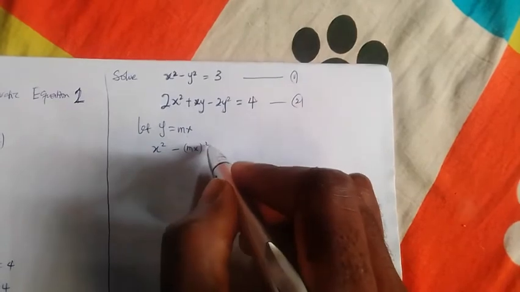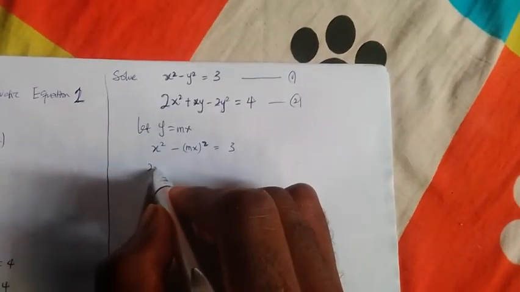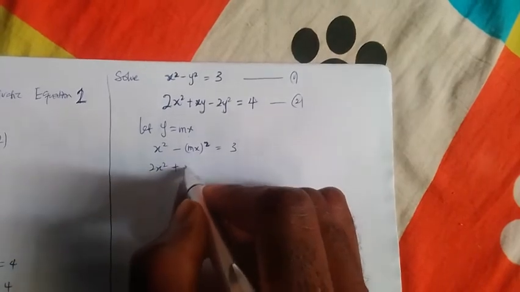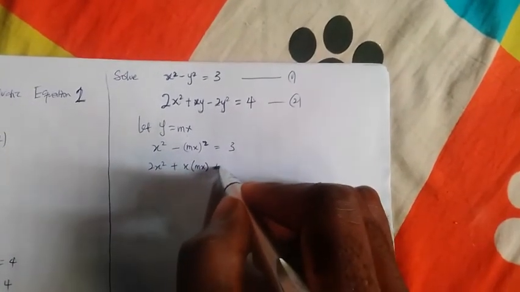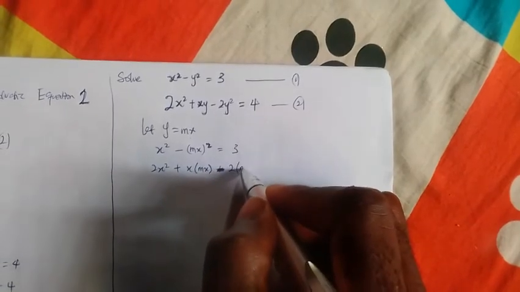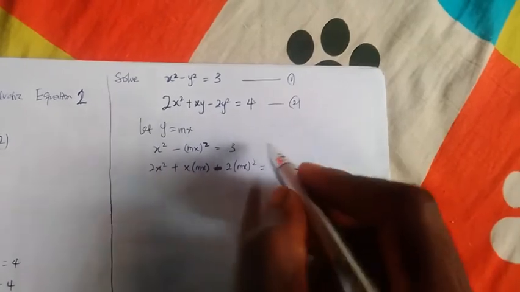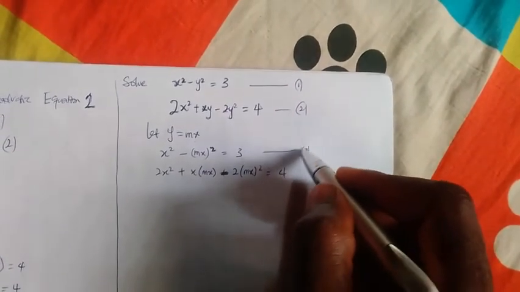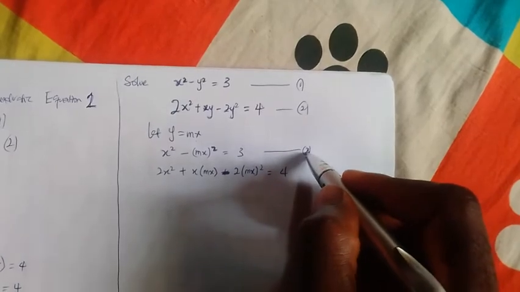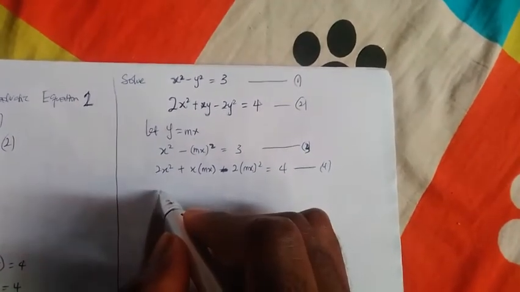mx all squared equals 3. And we have 2x squared plus x into mx, minus 2 into mx all squared, equals 4. Now this becomes equation 3, and this now becomes equation 4.